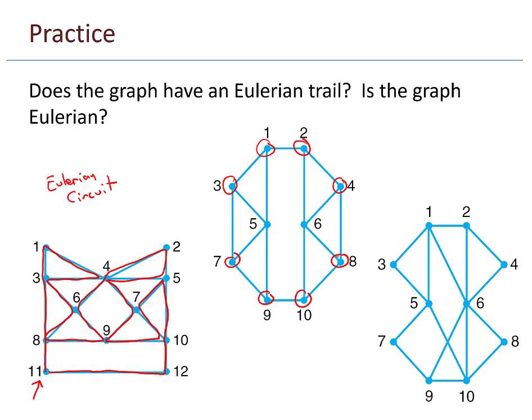Moving on to graph 3. Let's identify the vertices with odd degree. I think it's vertex 2 and vertex 9. So there is an Eulerian trail, but there's not an Eulerian circuit. Let's see if we can find the trail. I'll start at 9 and I'll try to end at 2.